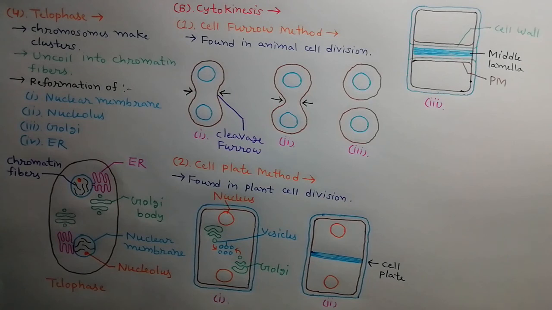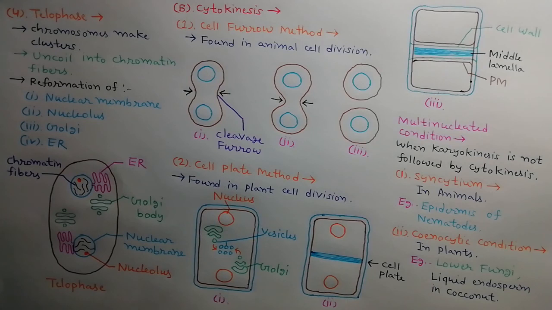During cytokinesis, organelles such as mitochondria and plastids distribute randomly into daughter cells. In some organisms, karyokinesis is not followed by cytokinesis. As a result, a multinucleated condition develops. In animals, this multinucleated condition is called syncytium, as in the epidermis of nematodes. In plants, it is called cenocytic condition, as in lower fungi and in the liquid endosperm of coconut.